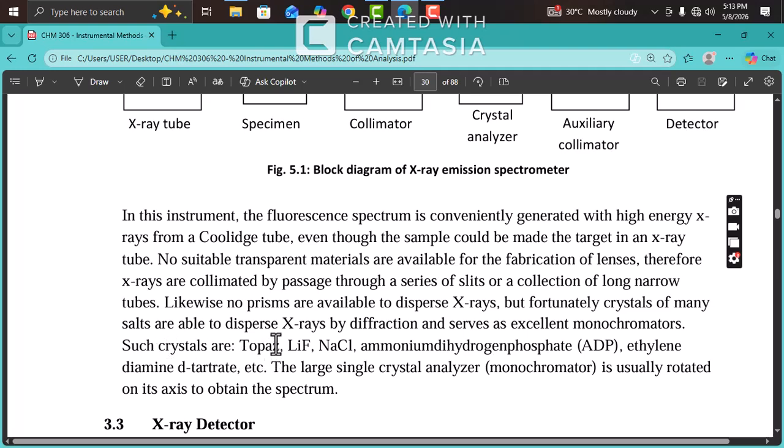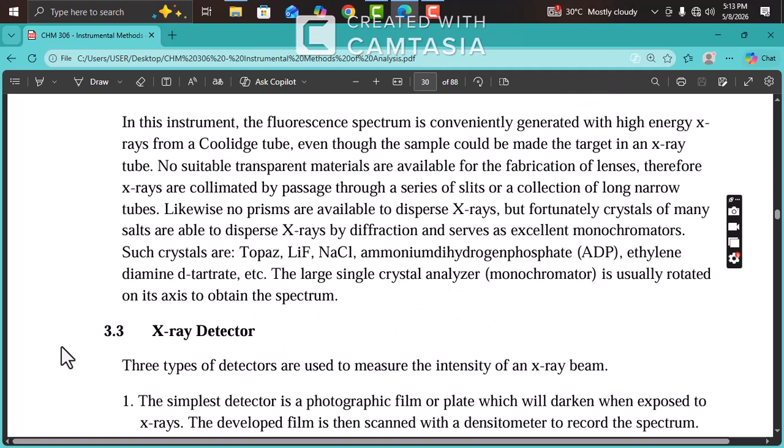Now crystals commonly used are topaz, lithium fluoride, sodium chloride, ammonium dihydrogen phosphate (ADP), ethylene diamine D-tartrate, etc. So take note of these crystals. Okay, take note of the crystals used.